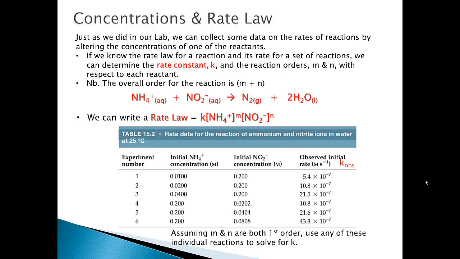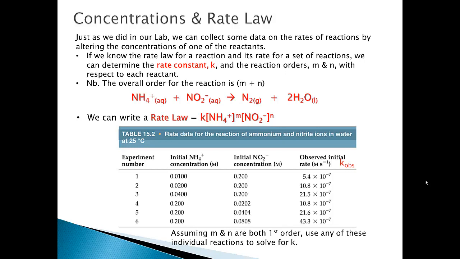So if we know the rate law for a reaction and its rate for a set of reactions, we can determine the rate constant, which is lowercase k. Remember, uppercase K was our equilibrium constant. Our rate constant is a lowercase k, and the reaction orders m and n with respect to each reactant. The overall order for the reaction is m plus n. We actually add them together.